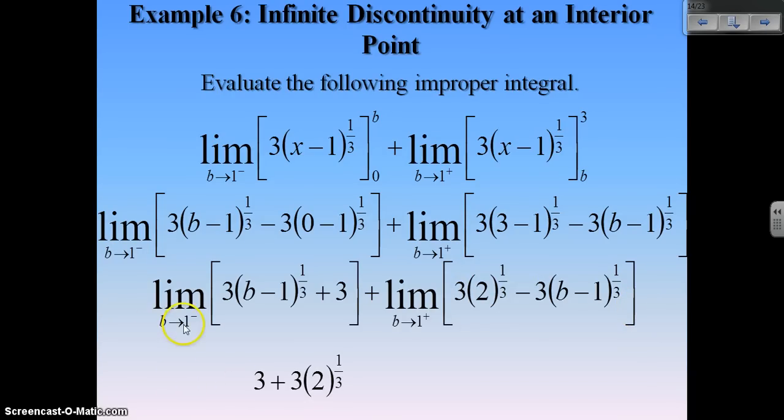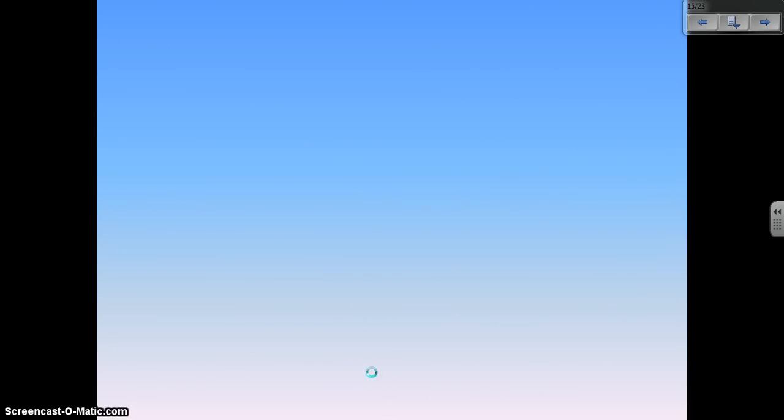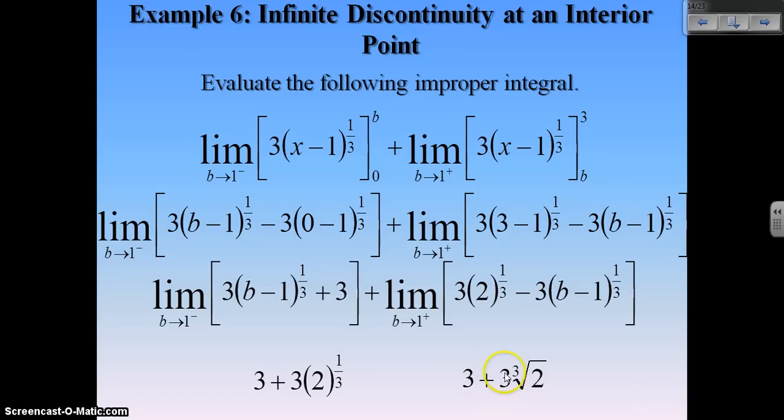Now, what about the 1's here? Well, if I plug in the 1 for my limit, 1 minus 1 is 0. This part is gone. I'm left with 3. If I plug in 1 here, 1 minus 1 is 0. This part is gone. I'm left with 3 times 2 to the 1/3. Now, you can leave your answer like this, or you can rewrite it as the cube root of 2.